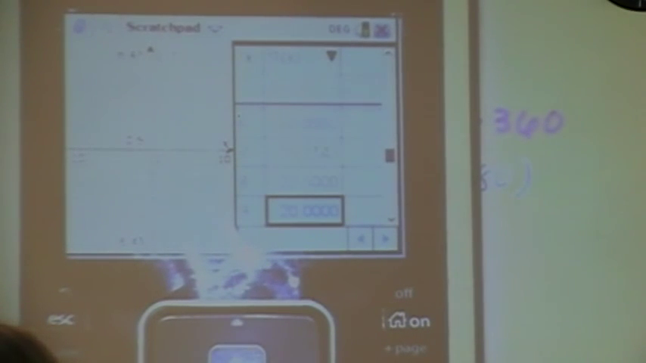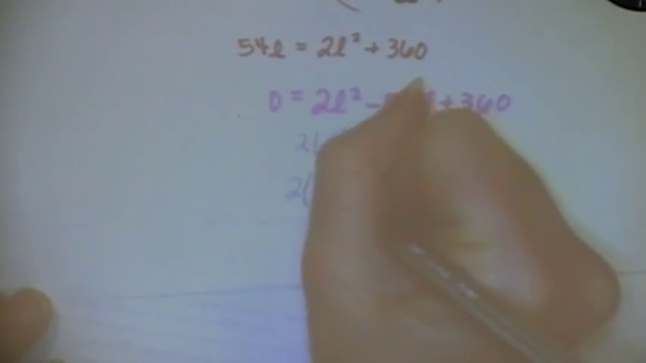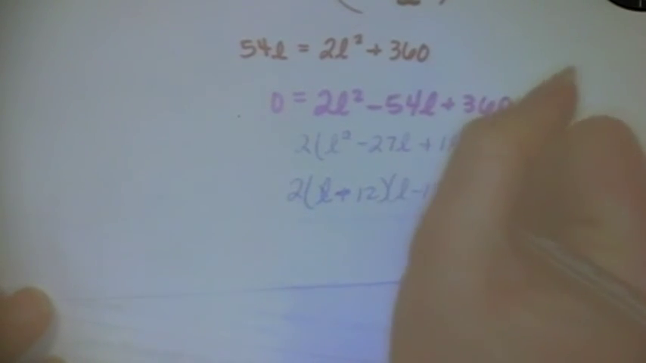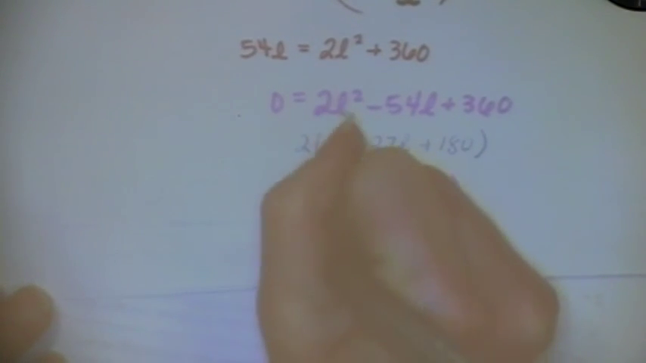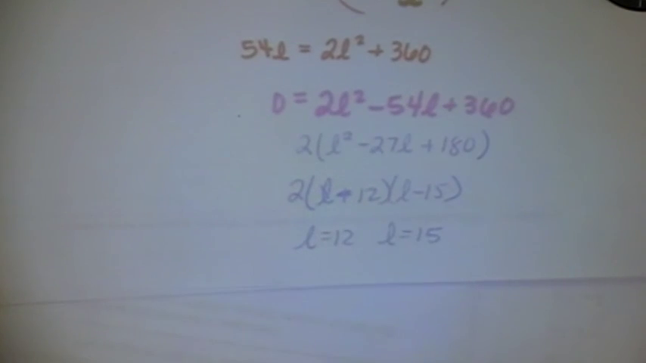Maybe not L. Nope. Oh, 12 and 15. Perfect. Duh. Okay. So L minus 12 and L minus 15. So L equals 12 and L equals 15. Which, that's your two dimensions. One would be your width and one would be your length.